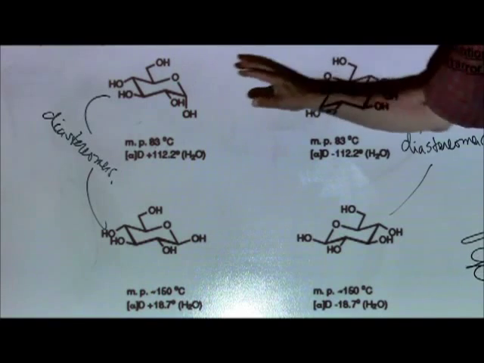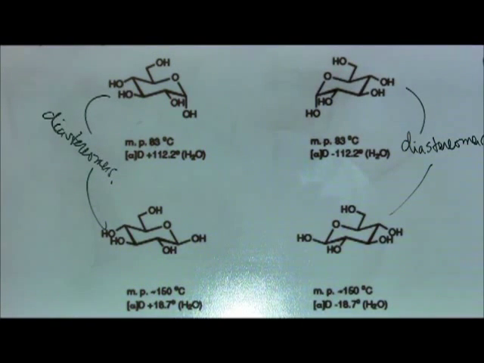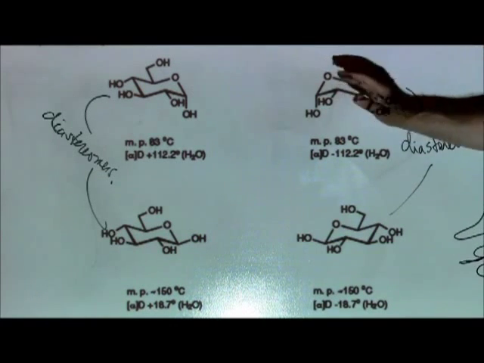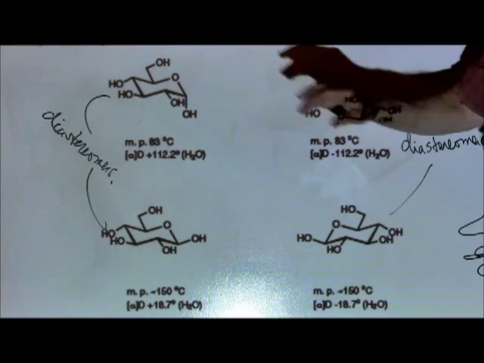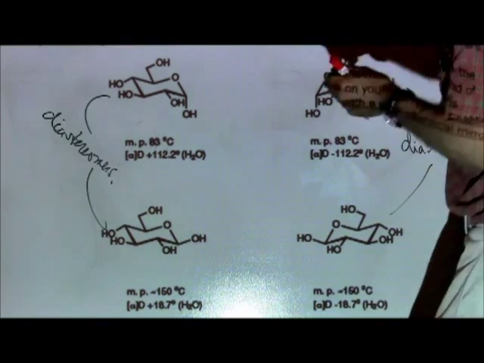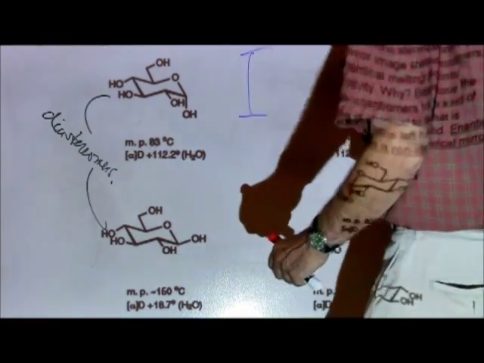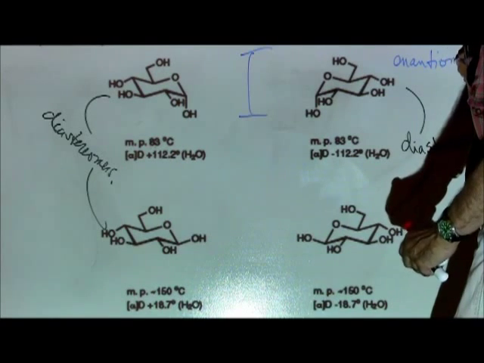Their formulas are identical: isomers. Their shape is identical: stereoisomers. These two molecules are not diastereomers. There's something very different about them. They're not the same, and yet they're not diastereomers. These molecules are related as mirror images, and they are called enantiomers.